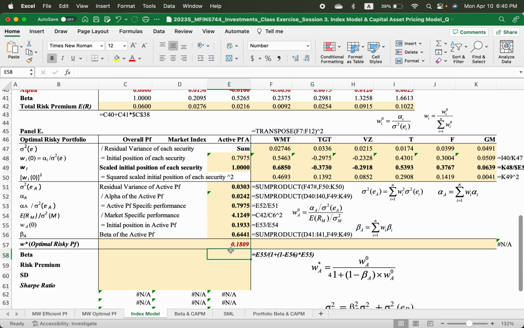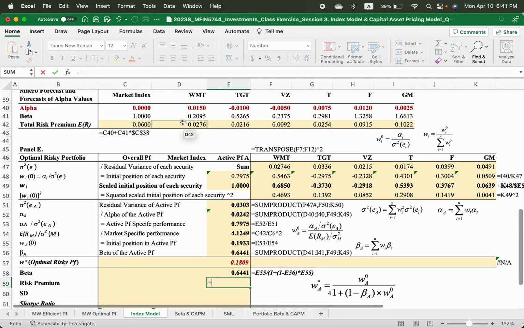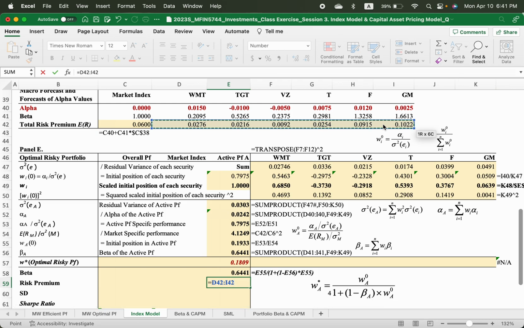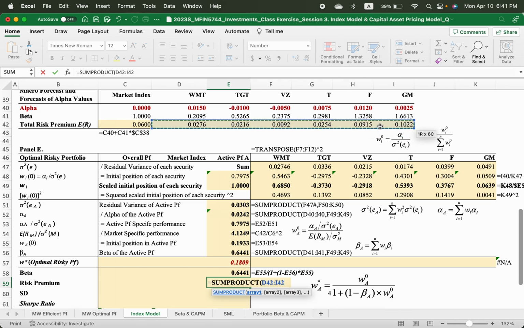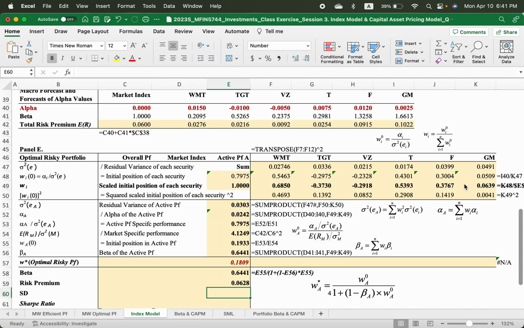Once you got it, then the beta we already got. The risk premium, how to calculate the risk premium? Now the risk premium of this active portfolio, from the individual stock risk premium, we need to use sumproduct of the total risk premium, comma, and the weight of these individuals. And then the risk premium of this active portfolio is now 6.28%.